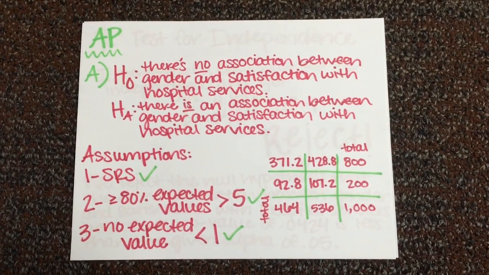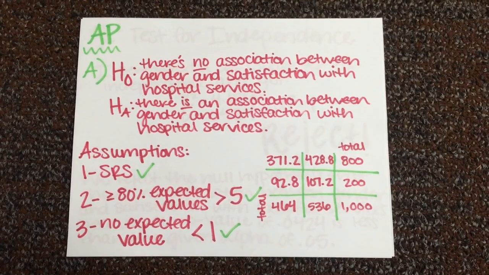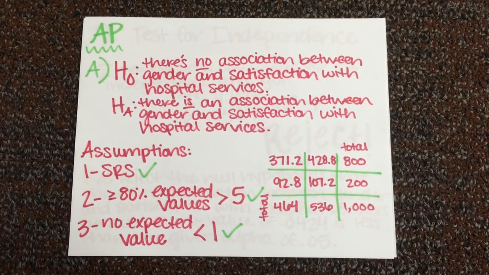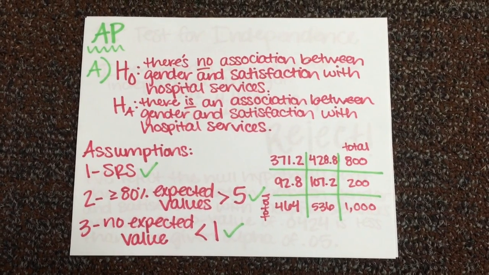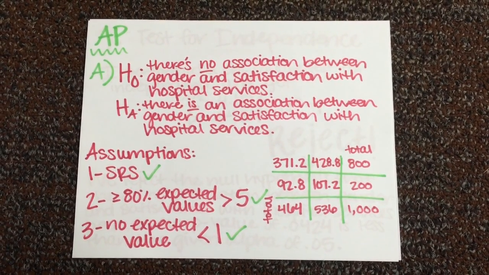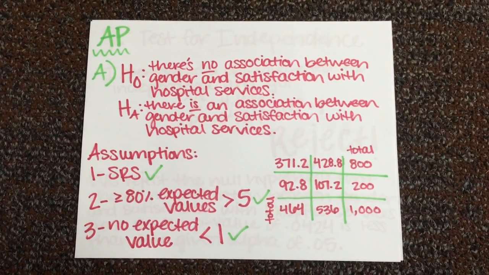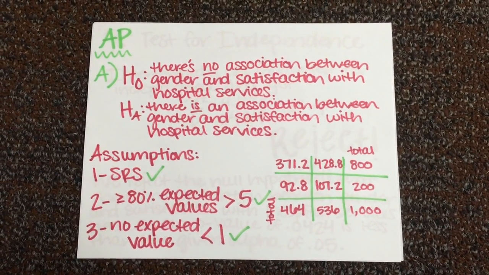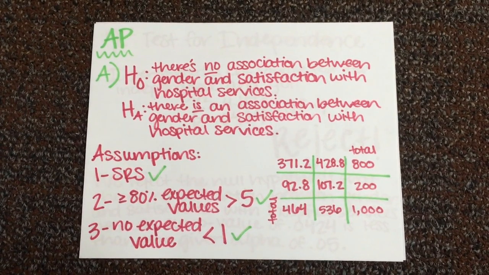The AP problem says a rural county hospital offers several health services. The hospital administrators conducted a poll to determine whether the residents' satisfaction with the available services depends on their gender. A random sample of 1,000 adult county residents was selected. The gender of each respondent was recorded, and each was asked whether he or she was satisfied with the services offered by the hospital. The resulting data are shown in the table.